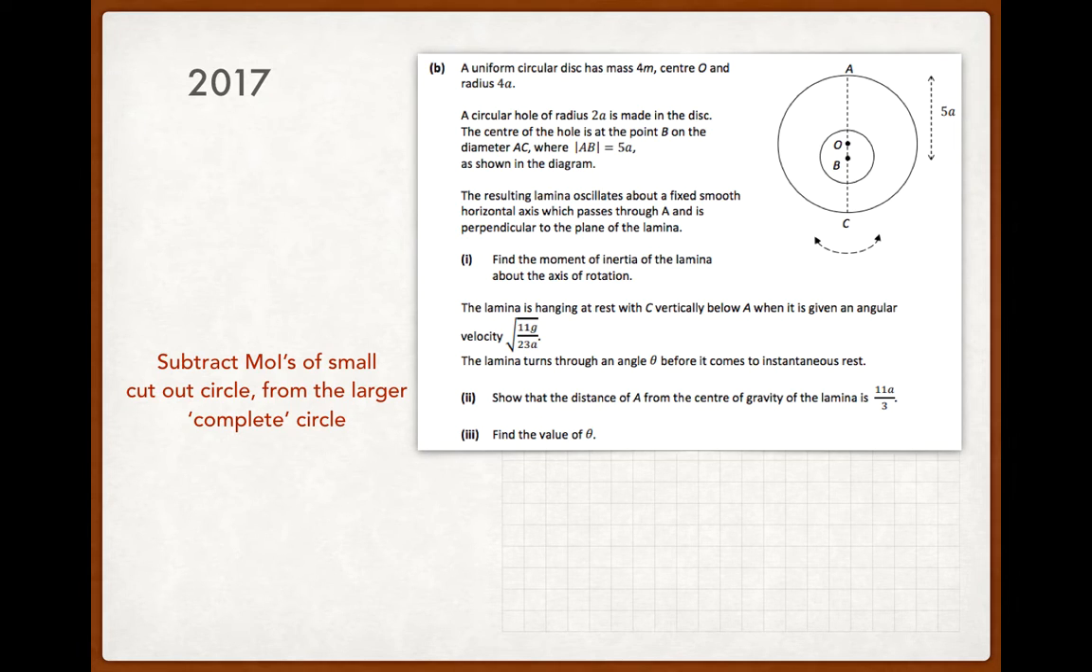For part B, it's an energy question. So it's given an initial angular velocity, so it's going to have kinetic energy, and that kinetic energy is going to be equal to the potential energy it has when it swings through an angle and stops at its highest point. Solve for h. Once you have h, you just need to use a bit of trigonometry for the angle of theta.